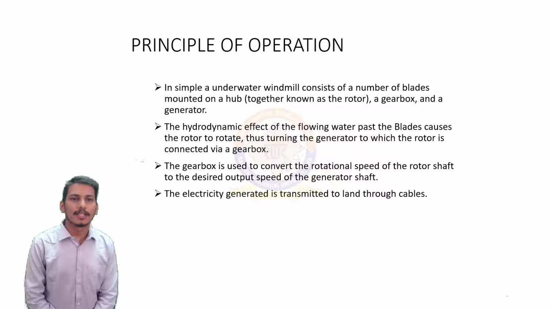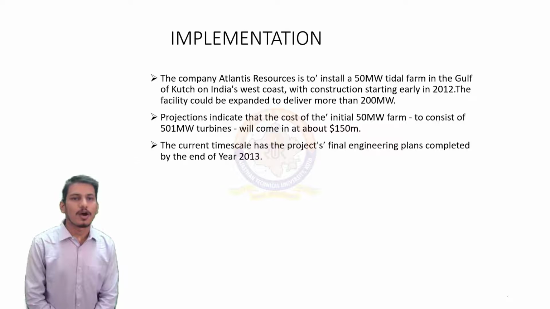Let us see how a tidal turbine operates. A simple underwater windmill consists of a number of blades mounted on a hub, a gearbox and a generator. The hydrodynamic effect of the flowing water past the blades causes the rotor to rotate, thus turning the generator to which the rotor is connected via the gearbox. The gearbox is used to convert the rotational speed of the rotor shaft to the desired output speed of the generator shaft. The electricity generated is transmitted to land through cables. Let us look at how wonderfully this idea has been implemented.